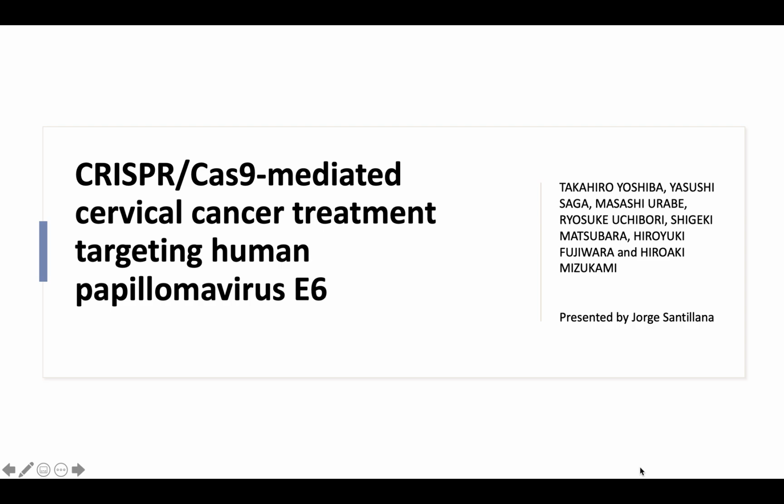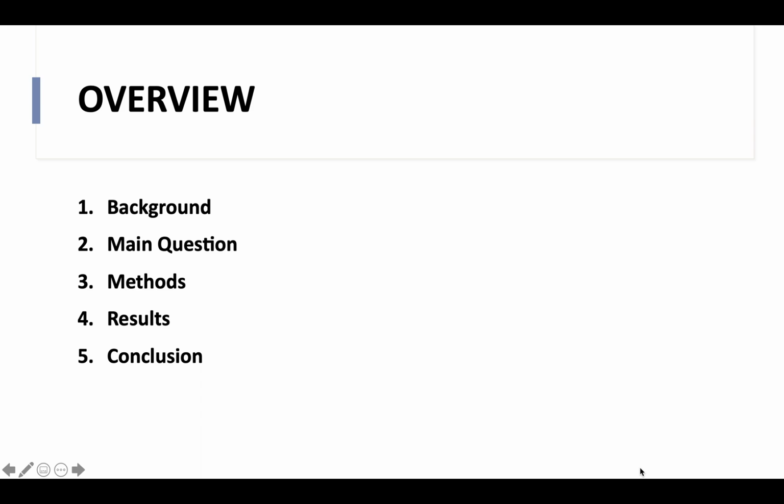My name is Jorge Santillana, and today I will be presenting CRISPR-Cas9 mediated cervical cancer treatment targeting human papillomavirus E6. This is a basic overview of what the presentation will entail.